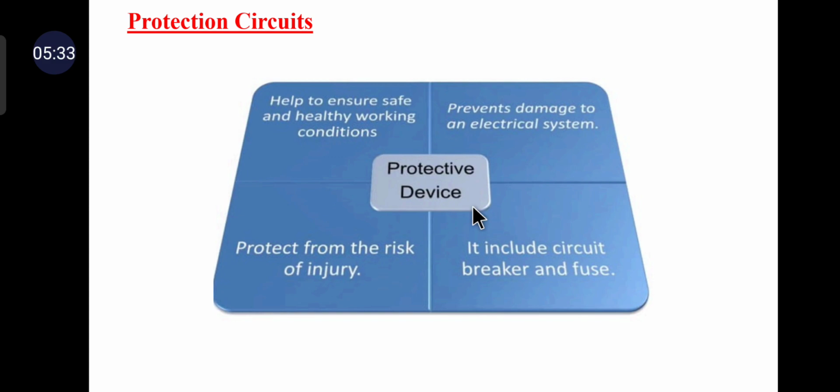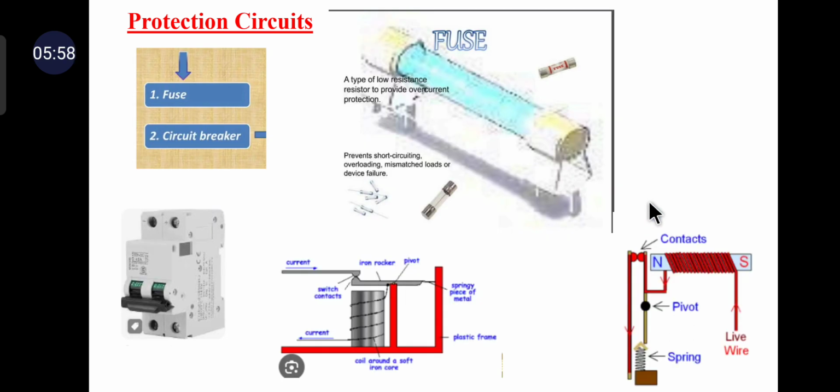Next we will move on to the protection circuit. A protection circuit helps to ensure the safety of the device and the working conditions, and it also prevents damage to the electrical systems. Most devices have a protective device, which also protects from the risk of injury, and it includes the circuit and the fuse. There are two devices we use to protect the circuit: a fuse and a circuit breaker.